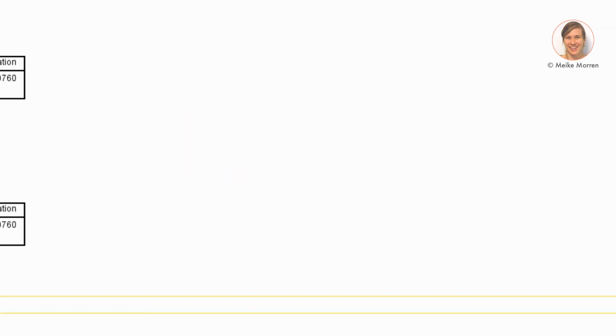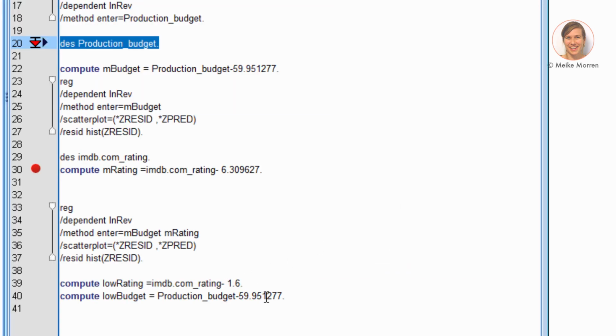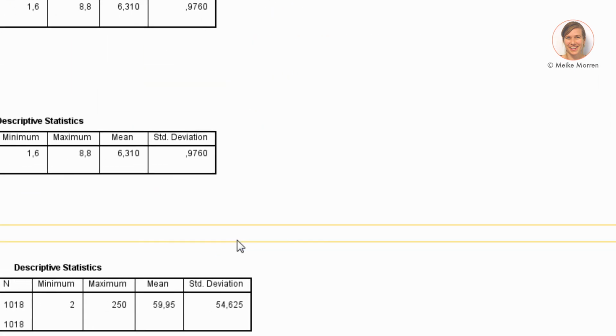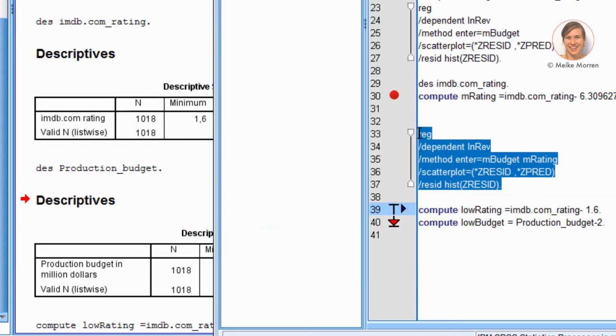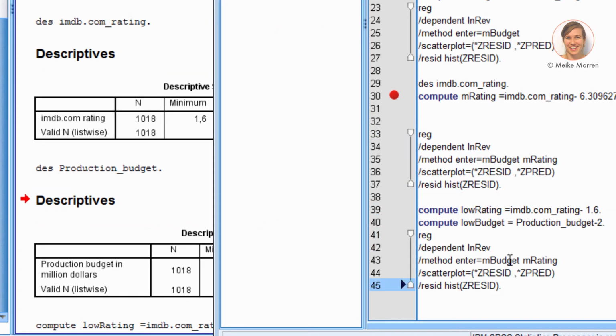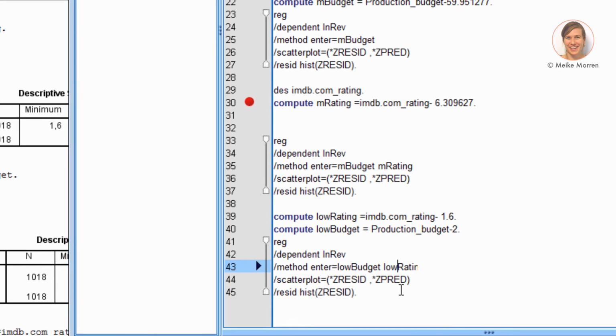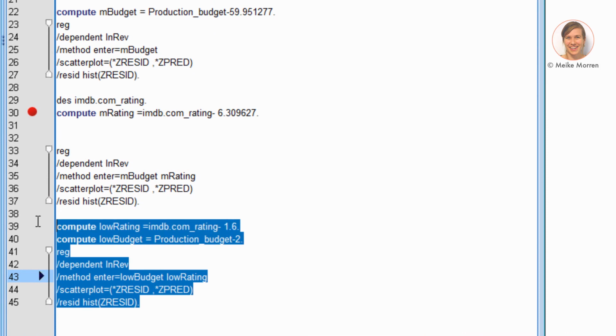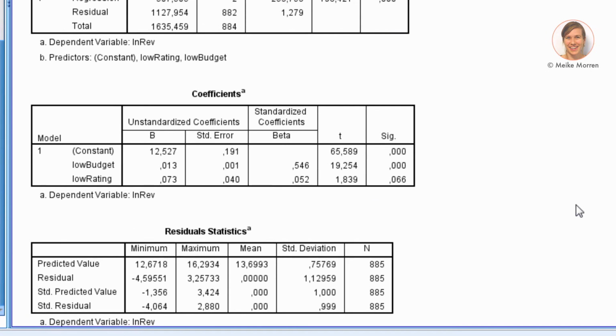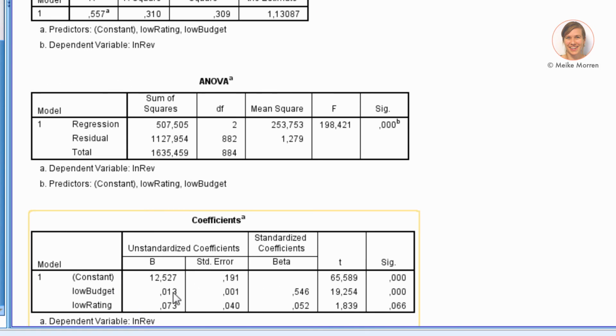Again, we also have to look at what is the lowest value. It's 2. So we're going to run a regression analysis with these low values. So now you see again a 1 point increase leads to a similar effect in revenue. That does not change, but the intercept now changes.